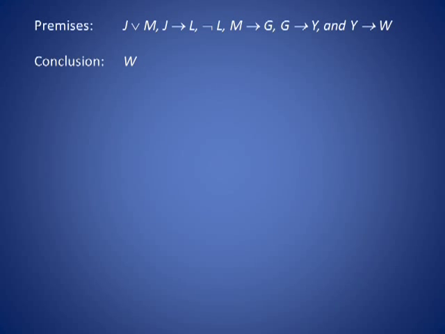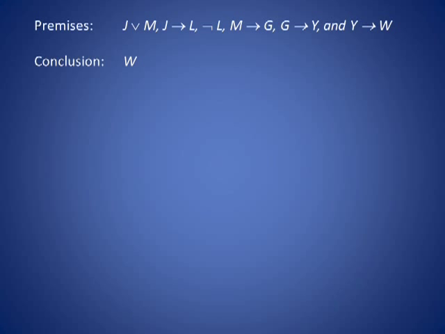The first premise tells us that either J or M is true. We would then have M through the disjunctive syllogism rule if J were shown to be false. Can we show that J is false? Well, from the second premise, we know that J implies L, but from the third premise, we know that L is false. So that means that J is false. As we said, that will give us the intermediate goal of M.